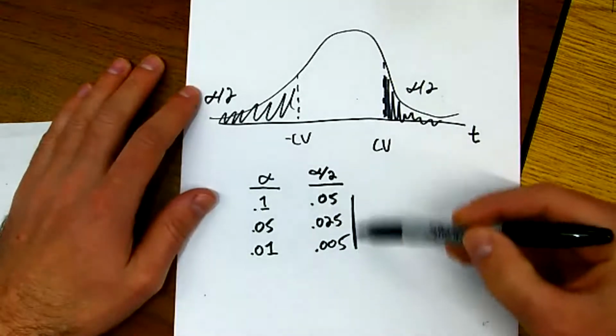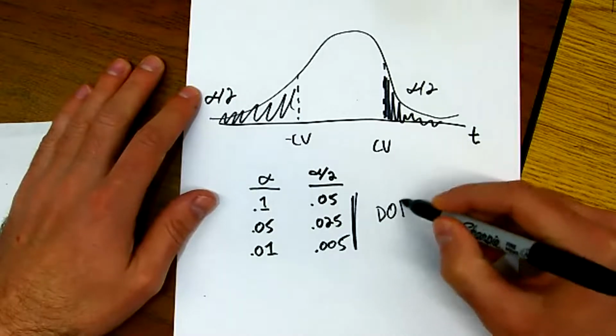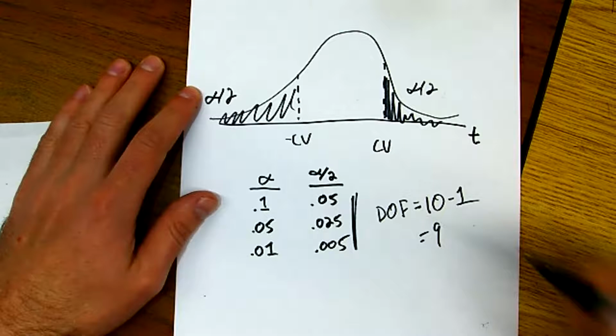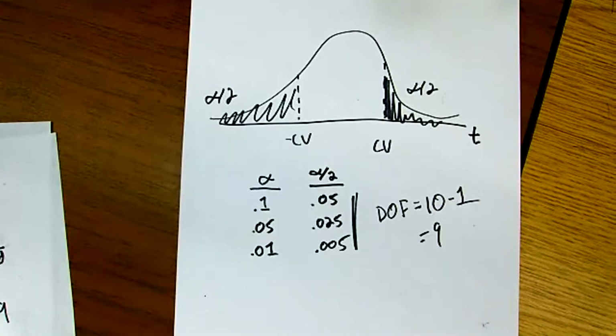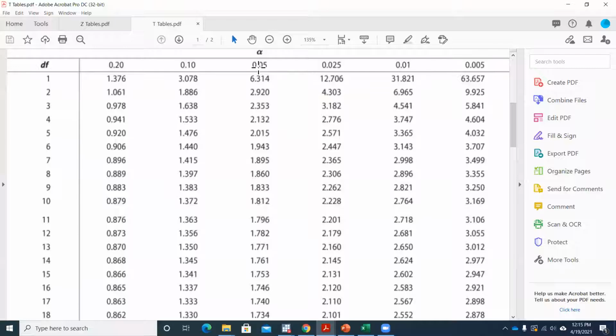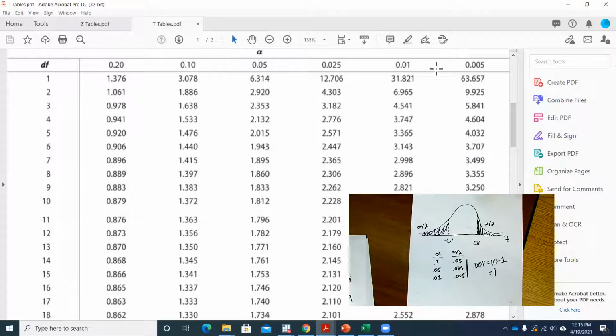So these are the 3 areas I want in the tail at a degrees of freedom of, remember we had 10 workers, so n minus 1 would be 9. Okay. So I go to my table. I want 0.05, 0.025, and 0.005 in the tail at degrees of freedom of 9. So 1.833, 2.262, and then 3.25. Those would be my critical values, right?